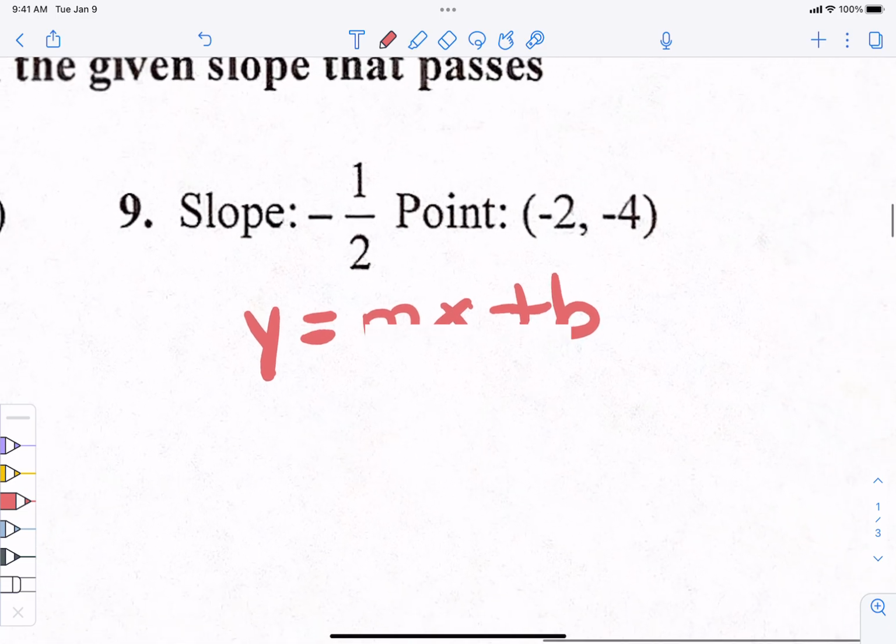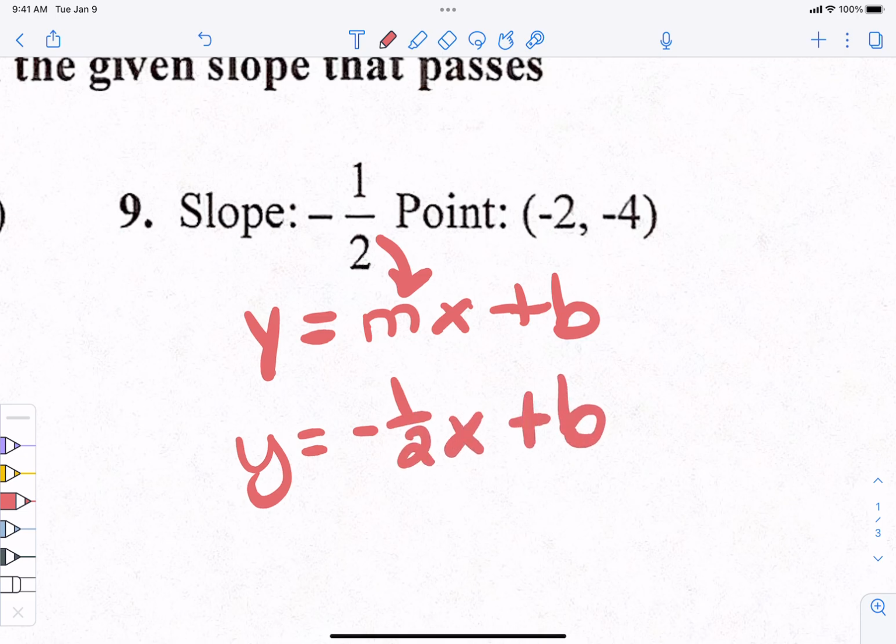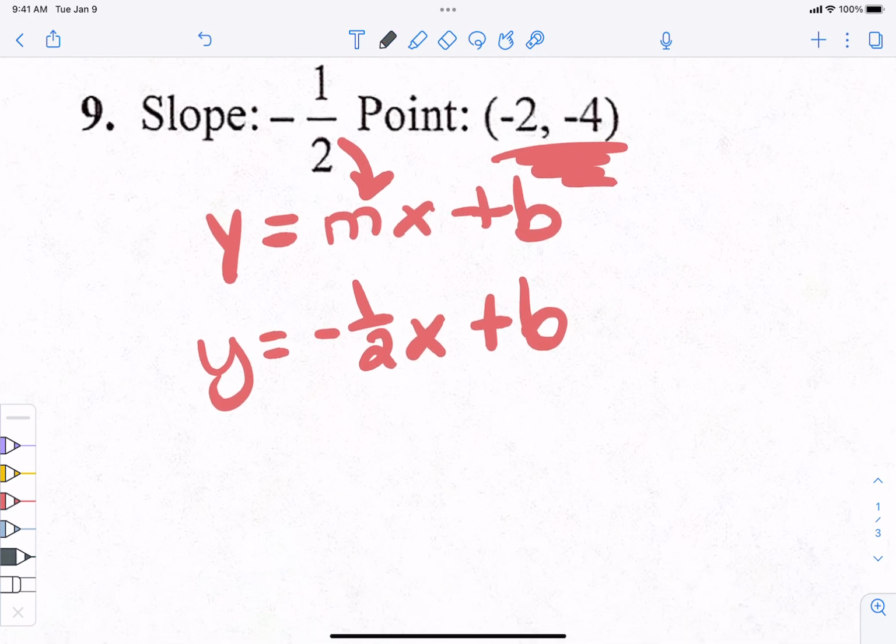Slope equals negative 1/2. What does that do for me? That's m, right? That just goes in there. So y equals negative 1/2 x plus b. Now what do I need to find? b, and how do you do it? Plug in negative 2, negative 4, right? Be careful because negative 4 is the y and negative 2 is the x.